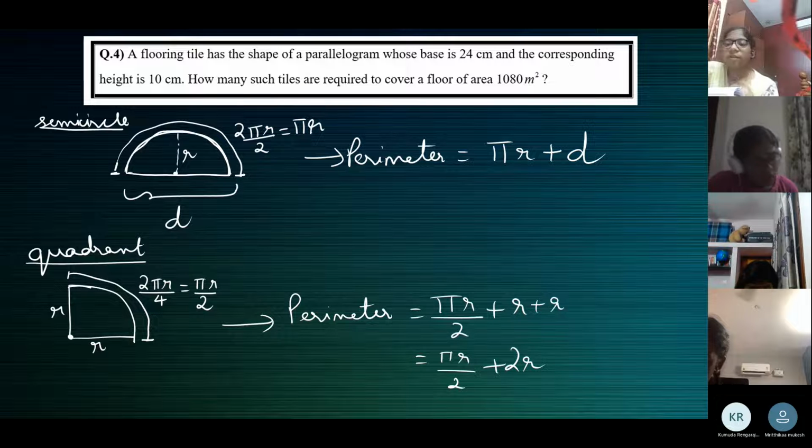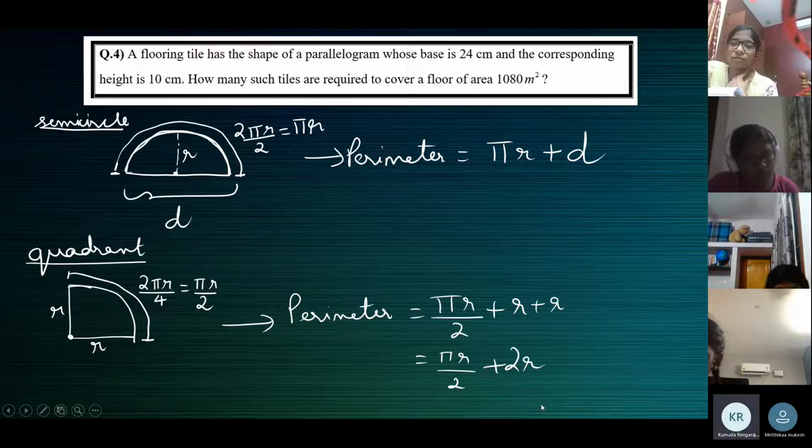Ma'am, for the area of a semicircle, is it pi r square by 2? Yeah, correct. Area will be pi r square by 2. Yes, ma'am.